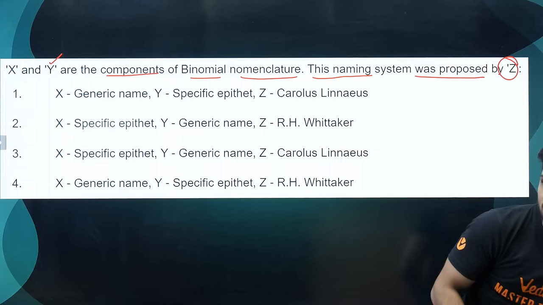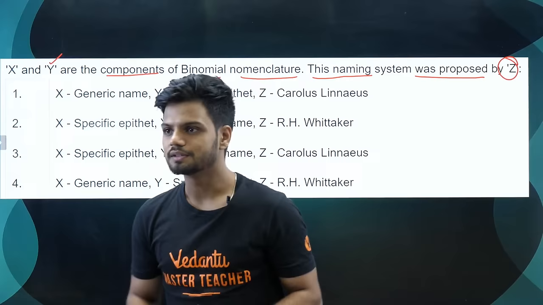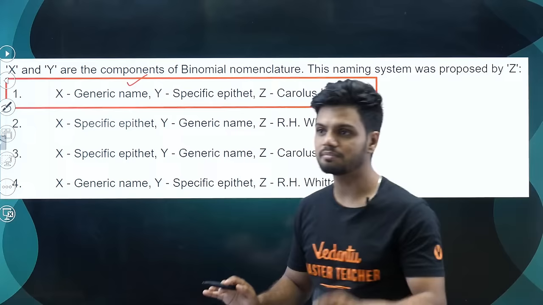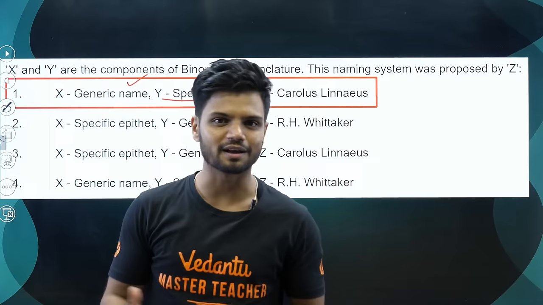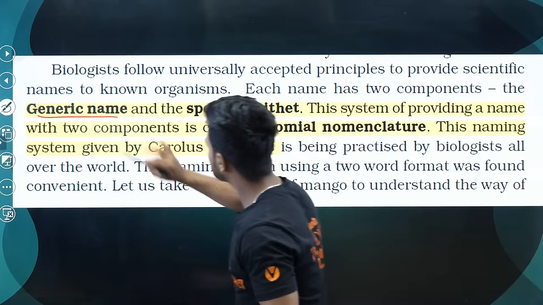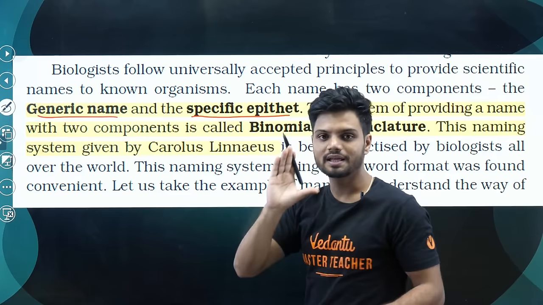Take your time and answer. X is going to be your generic name. And Y is going to be your species epithet. And that was given by none other than Carolus Linnaeus. Now, where in NCERT exactly can you see this? Generic name and species epithet. So, first word X is going to be the generic name, then it is going to be the species epithet.